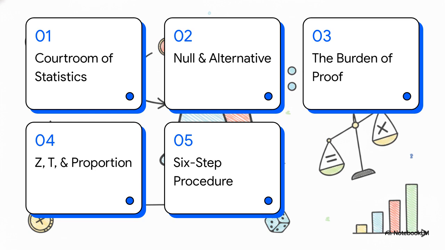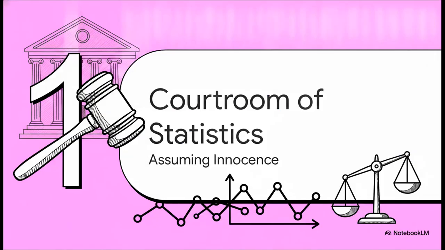Here is our docket for today. We'll start with the courtroom of statistics, then meet our null and alternative hypotheses. After that, we'll cover the burden of proof, dive into Z, T, and proportion tests, and wrap it all up with the formal 6-step procedure. Let's jump right in. All right, Section 1, the courtroom of statistics and assuming innocence.